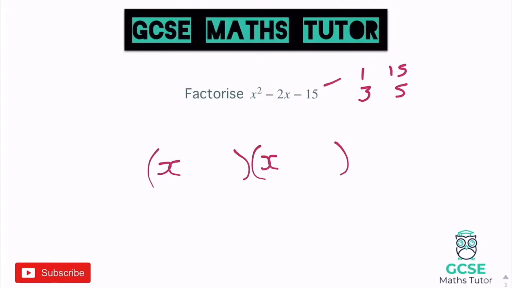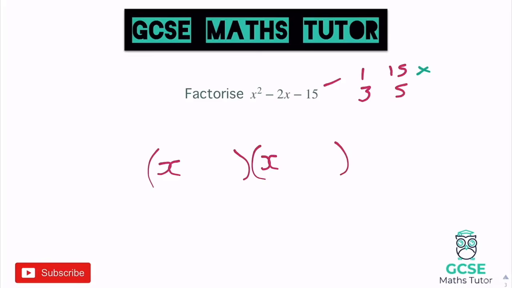So 1 and 15, there's no way I'm going to make negative 2 out of those two numbers. 15 is too large, pairing it with the 1 there, so it's not 1 and 15. But I can make negative 2 out of 3 and 5. Just got to be very, very careful here the way that I get it round, because I can either have negative 3 and positive 5, or I can have positive 3 and negative 5.